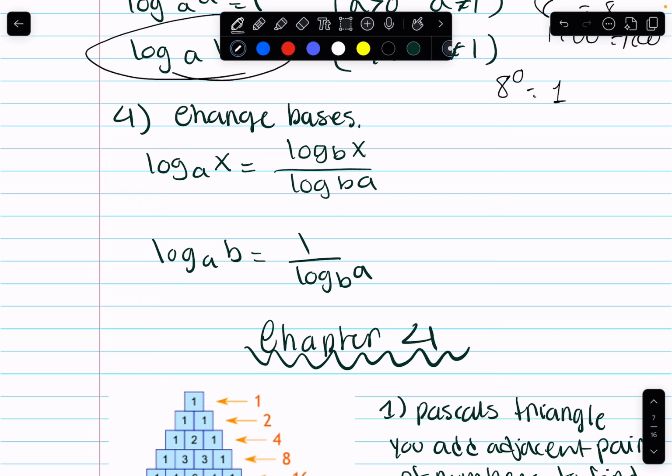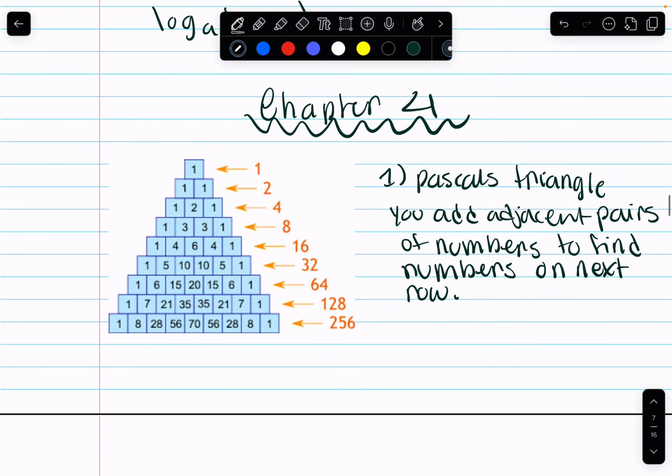Changing the base. If you have log a of x, then that means log b of x over log b of a. And then log a of b equals 1 over log b of a.